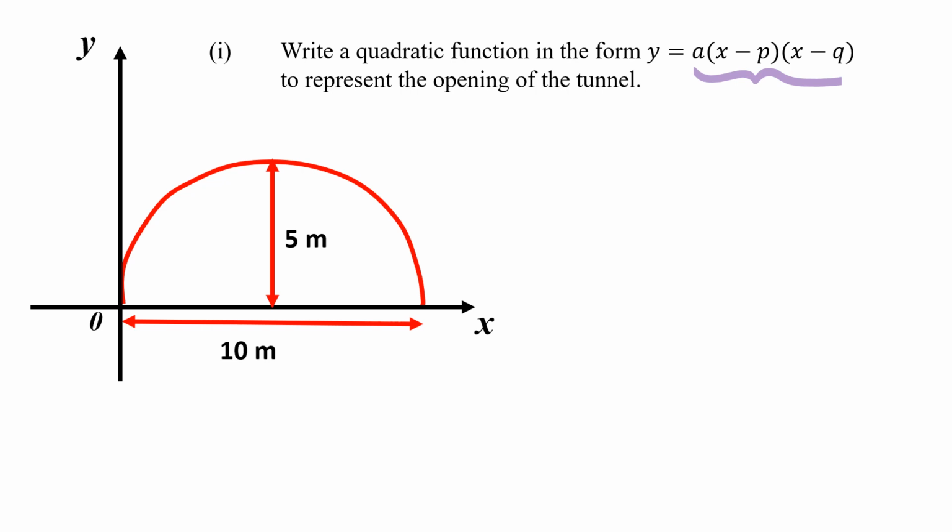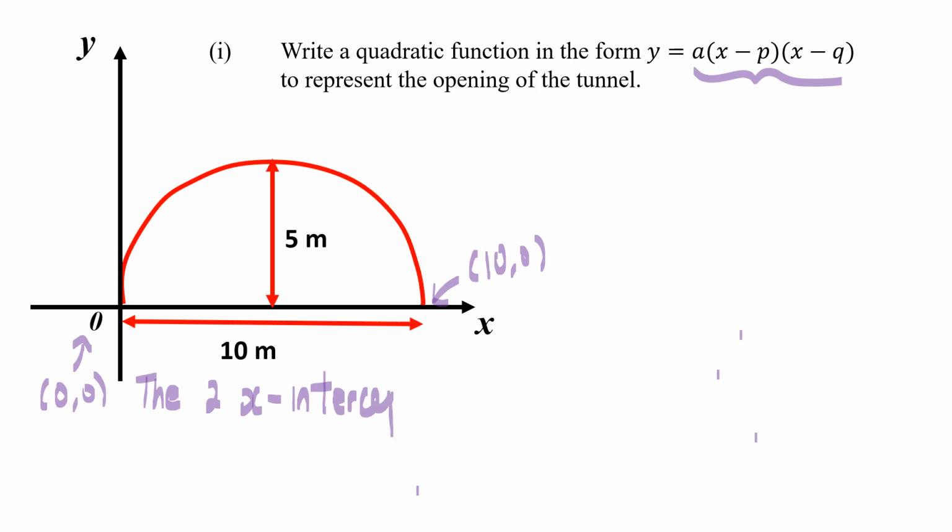How do you find the intercepts? The question you have to ask yourself is, from the graph, how are you able to find the x-intercepts? If you look at the diagram carefully, on the x-axis there are two intersection points. One of them is your origin, which is (0, 0), meaning the x coordinate is 0 and the y coordinate is 0. There's another point here, which is (10, 0). So your two x-intercepts are x equals 0 and x equals 10.